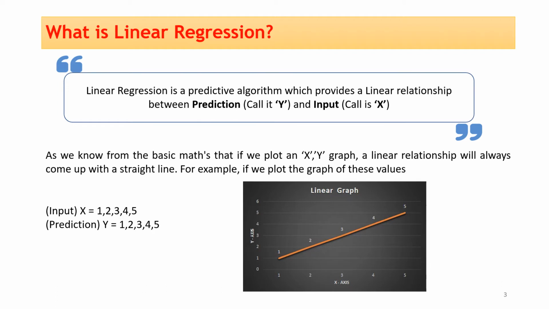Now this graph indicates the linear relationship between x and y, or the linear relationship between input and prediction. In this graph, our x-axis indicates the input and our y-axis indicates the output or the predictions. As per the input data, x equals 1 2 3 4 5, and y also equals 1, 2, 3, 4, 5. As our inputs and predictions, x and y, are equal, this graph is linear.